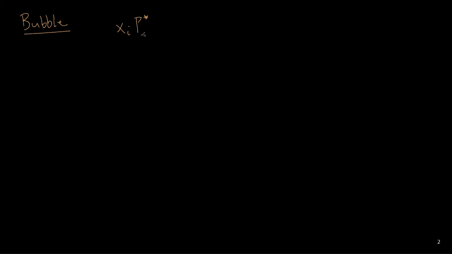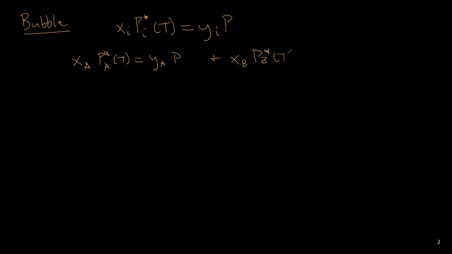Raoult's law says that the mole fraction of component i in the liquid phase times its vapor pressure, which remember is a function of temperature, is equal to the composition of species i in the vapor phase times the total system pressure. So if we were to look at a two-component system of A and B, we would have two equations that represent the two Raoult's laws in our system.